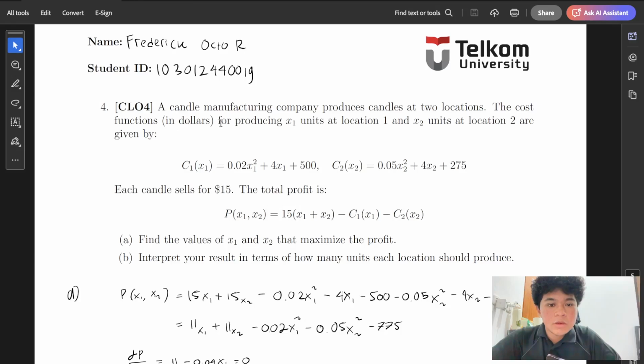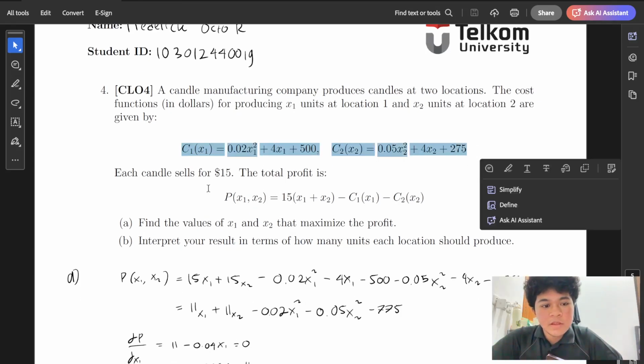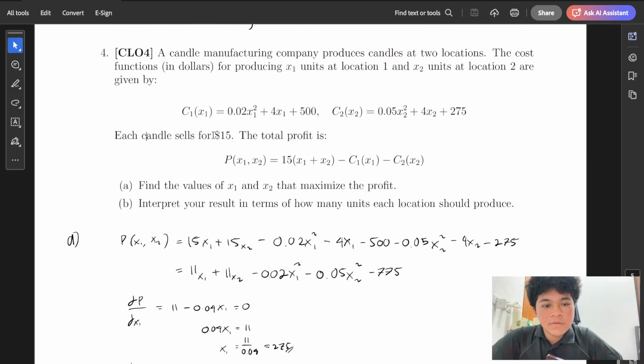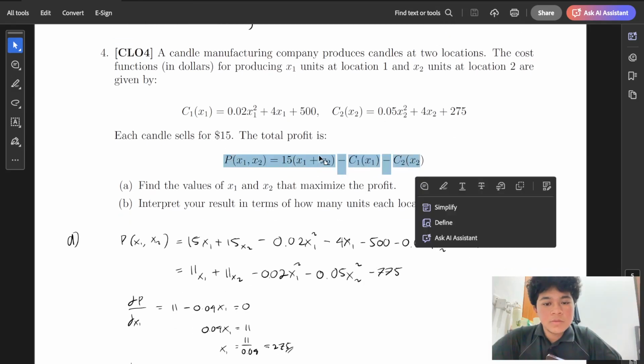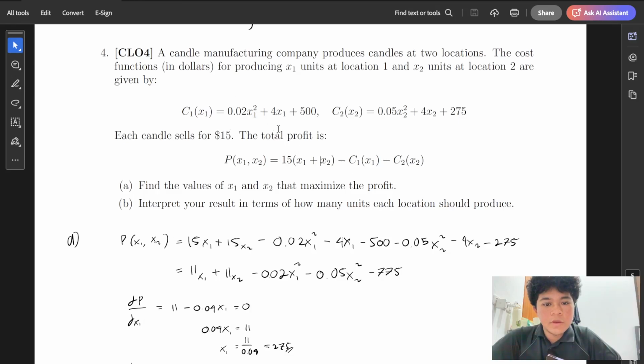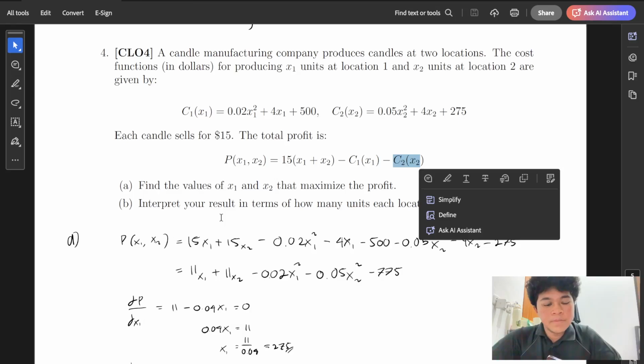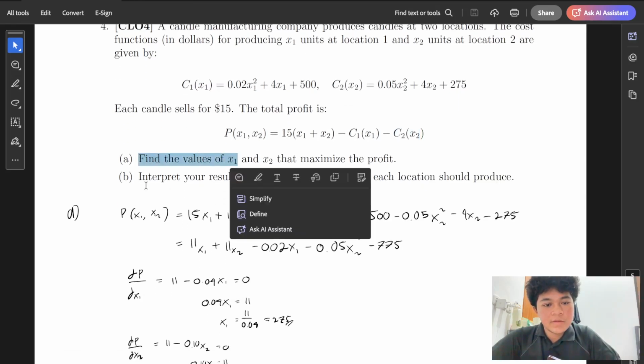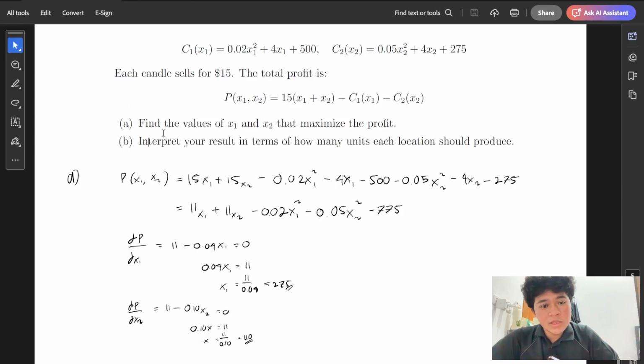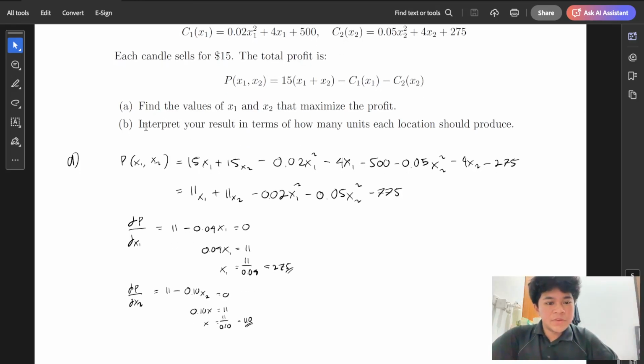And the last problem: a candle manufacturing company produces candles at 2 locations. The cost functions in dollars for producing x1 units at location 1 and x2 units at location 2 are given by this function, and each candle sells for $15. The total profit is this. So we have to substitute this into here, this into here. We have to find the values of x1 and x2. It's just the same: we have to find the critical point of x and y, right? So yes, we interpret it the same way.